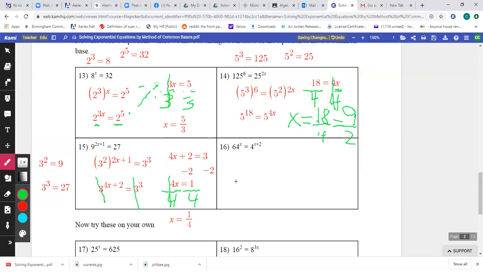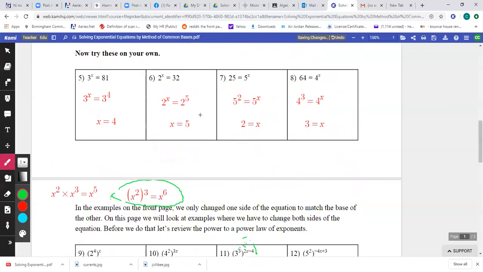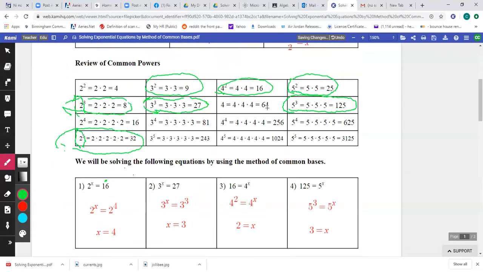Okay, last one I'm going to do with you, and then I'm going to have you try a couple on your own. 64 to the x is equal to 4 to the x plus 2. So now I just have variables on both sides, but it still applies the same thing. First thing I have to do is look for a common base here. So if I go back here, I already see 64 is a power of 4. So 4 is already a base. I don't need to change the 4. I just need to change 64 to be 4 to the third.